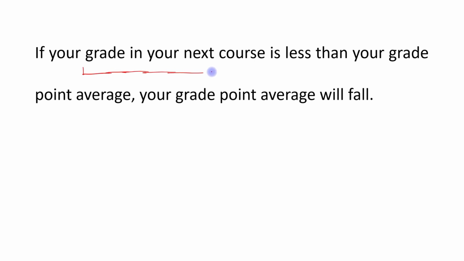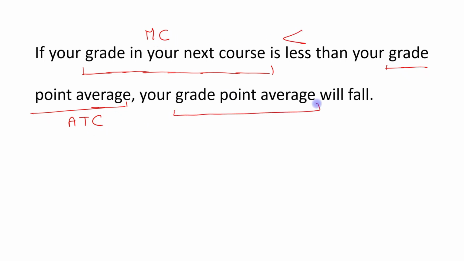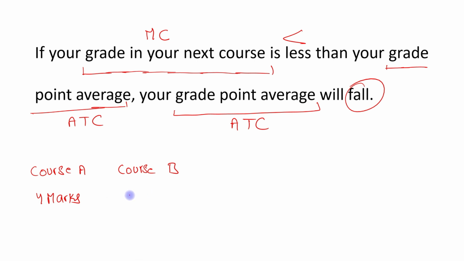तो जो ये चीज़ है, that grade in your next course, it is marginal cost, and grade point average is average total cost. So whenever MC is less than ATC, the grade point average, the ATC, will fall. एग्जाम्पल से समझते हैं इसको. For example, there are two courses, course A, course B. फाइन. The marks in course A are 4 marks, marks in course B are 3 marks.